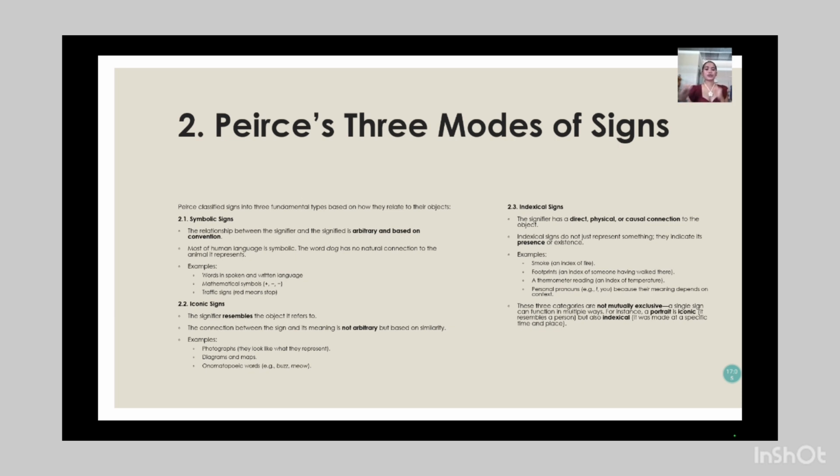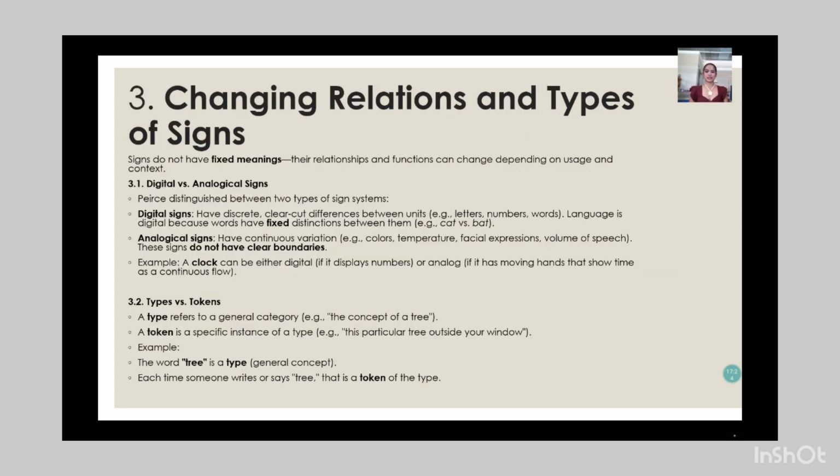These three categories are not mutually exclusive. A single sign can function in multiple ways. For instance, a portrait is iconic, as it resembles a person, but also indexical, as it is made at a specific time and place.